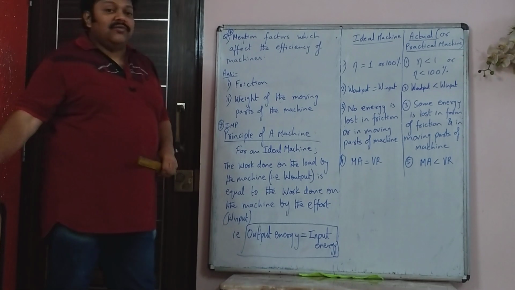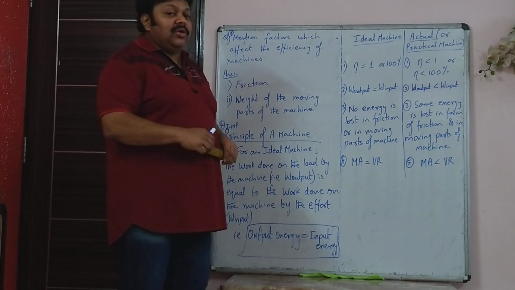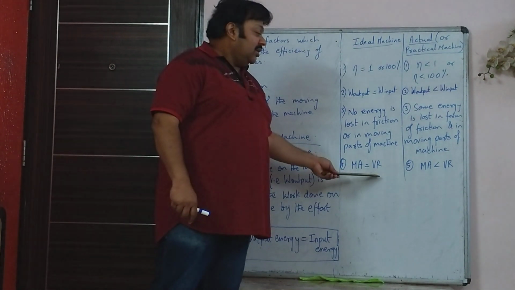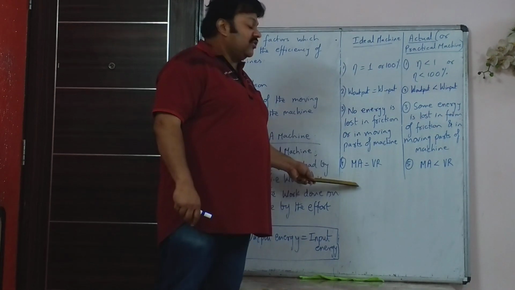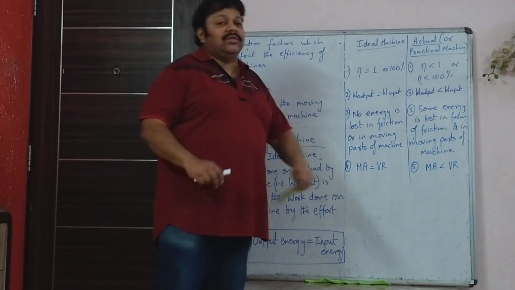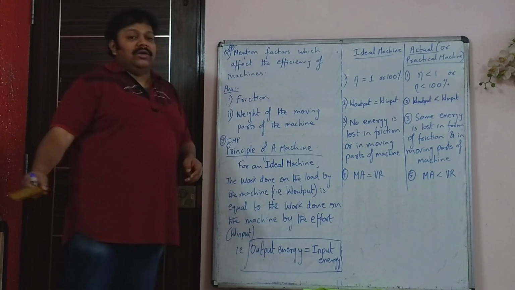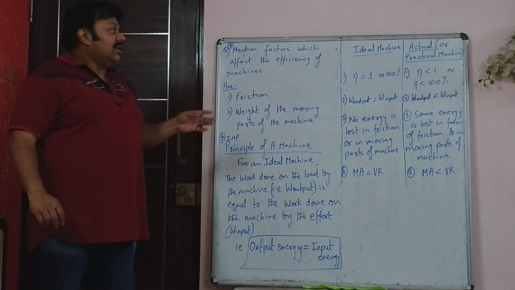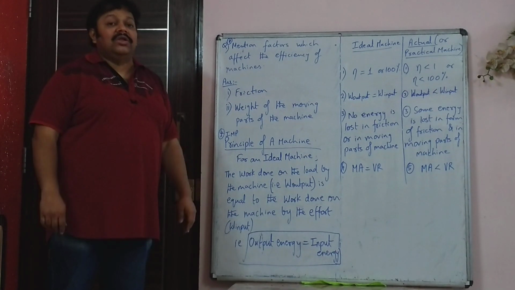Now we had seen the formula efficiency is MA upon VR. So MA is equal to VR because efficiency is 1. Whereas in an actual machine, MA is less than VR. VR will be greater. So write this down, that's the distinction. Next time we start with levers.